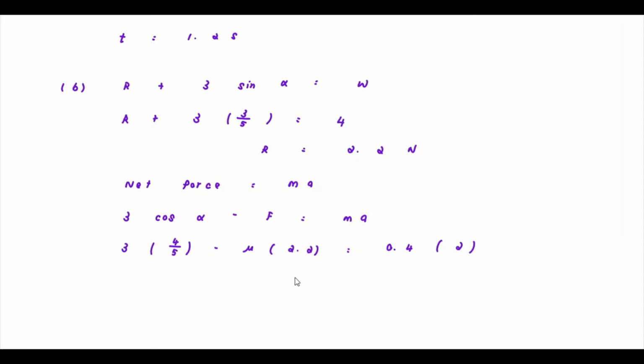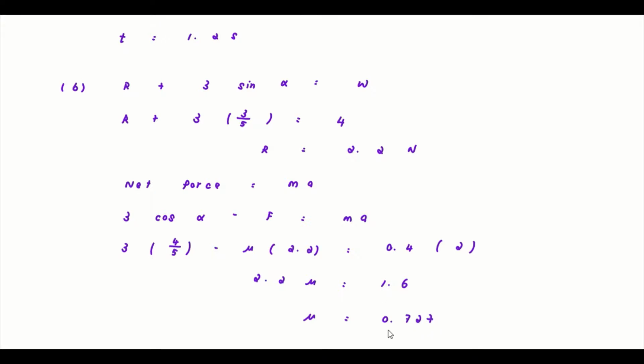Okay, so after we solve, we can actually get 2.2 mu will be equal to, move this over here, then we can get 0.8. 2.4 minus 0.8, so 1.6. Okay, so from here I can get mu is equal to 0.727.